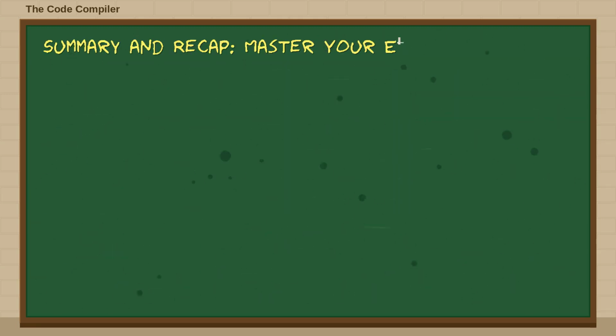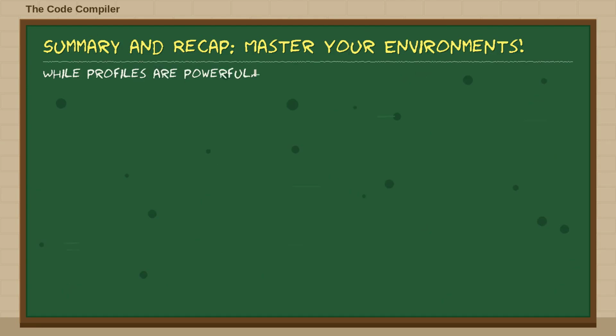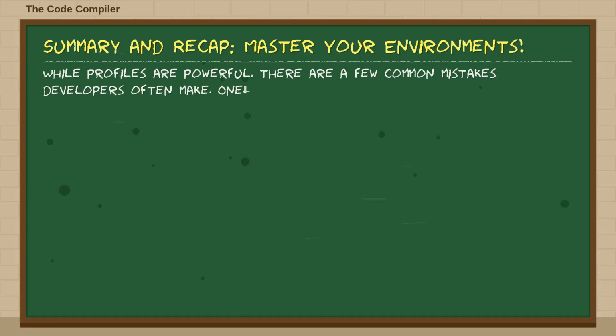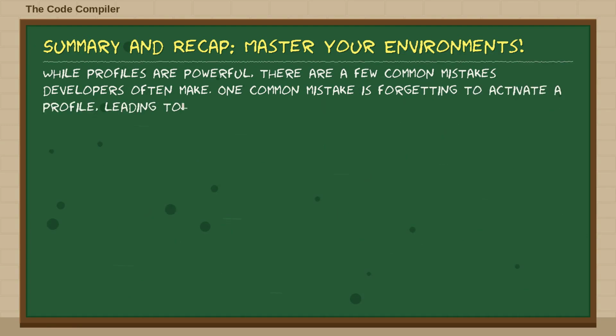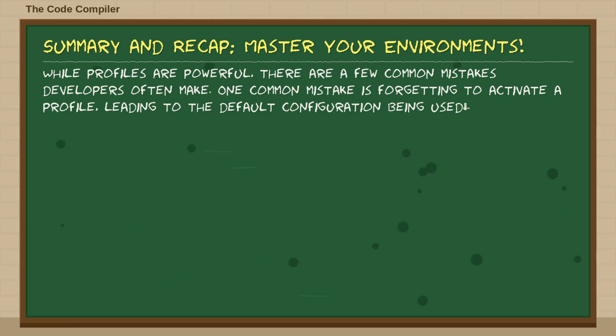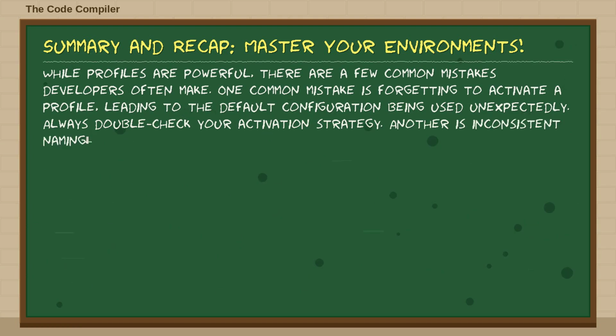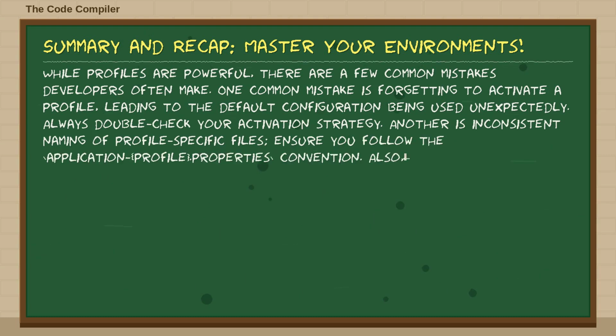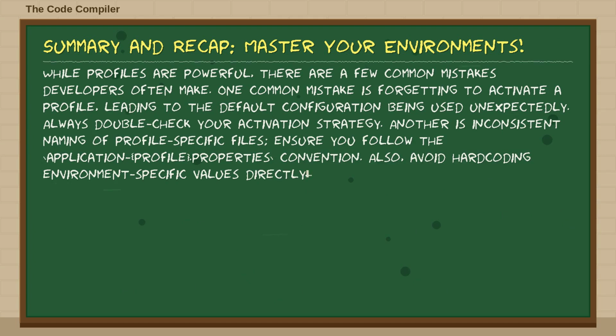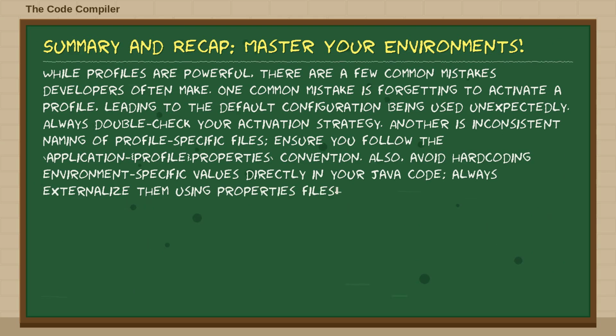While profiles are powerful, there are a few common mistakes developers often make. One common mistake is forgetting to activate a profile, leading to the default configuration being used unexpectedly. Always double-check your activation strategy. Another is inconsistent naming of profile-specific files. Ensure you follow the application-{profile}.properties convention. Also, avoid hard-coding environment-specific values directly in your Java code. Always externalize them using properties files and profiles.